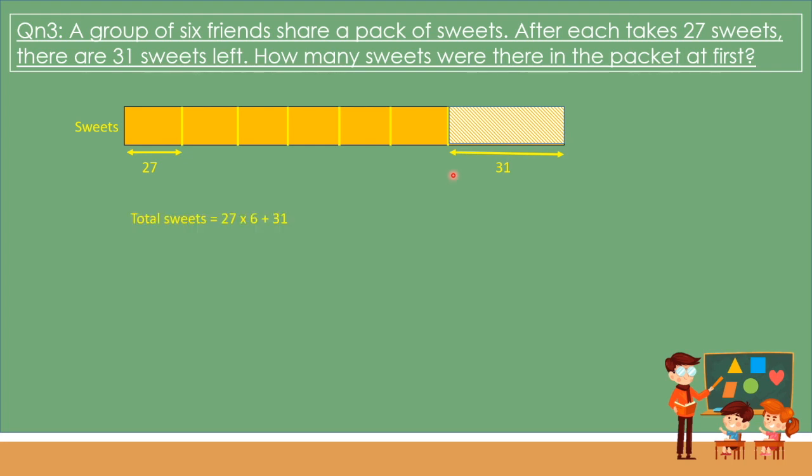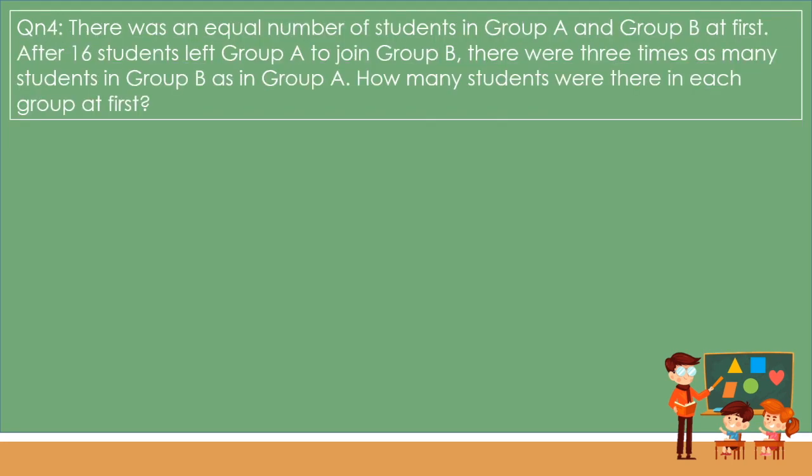And how you do this math is just do it from left to right. So you multiply 27 by 6 at first, that gives you 162, and then you add it to 31. So 162 plus 31 gives you 193. So the number of sweets in the packet at first is 193. That's all. So you realize that it's just a one-step solution once you have drawn the model to understand the question a little better. So now move on to question 4.